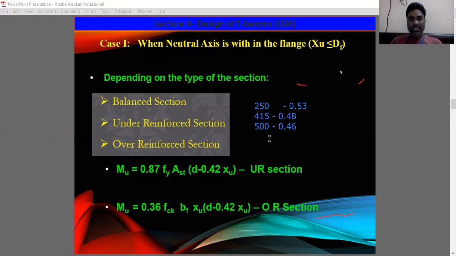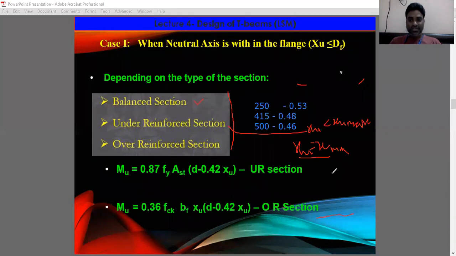Then you can classify the section based upon the actual depth of neutral axis and xu max. If xu is equal to xu max, then it is called a balanced section. If xu is less than xu max, then we call it an under reinforced section.